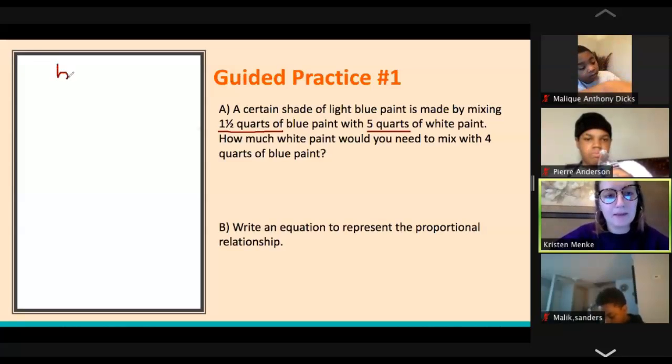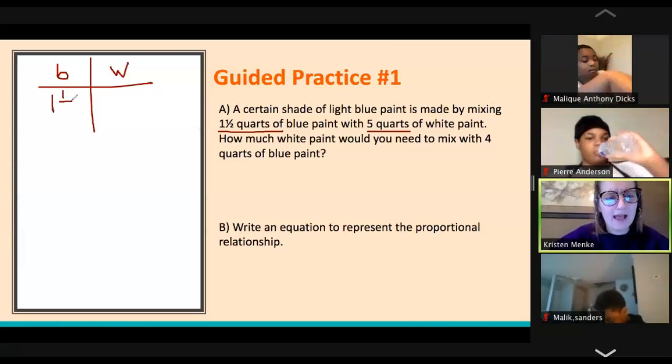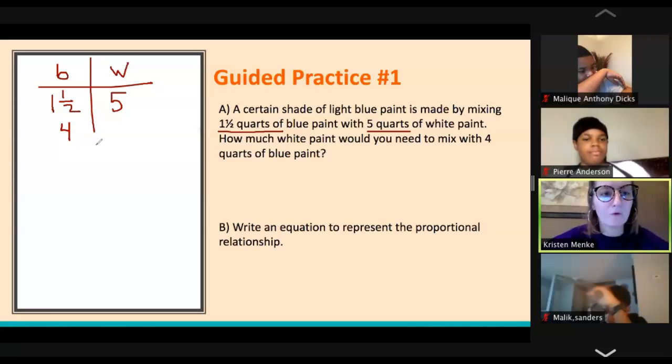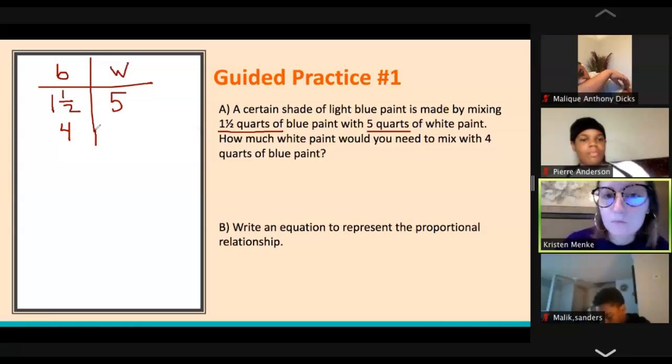So I got blue paint, I got white paint. My blue paint is 1 1/2. My white paint is 5 quarts. It says, how much white paint would you need to mix with 4 cups of blue paint? So I know this is going to be 4, but I have a missing value underneath my white. So, someone raise a hand and tell me, what is the first thing I need to do? What am I going to need to do to find that missing value?